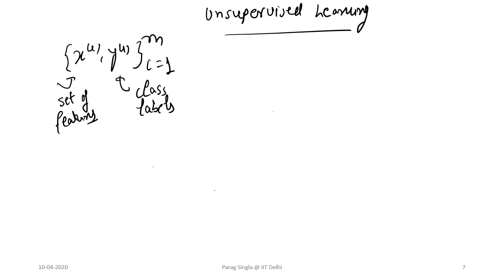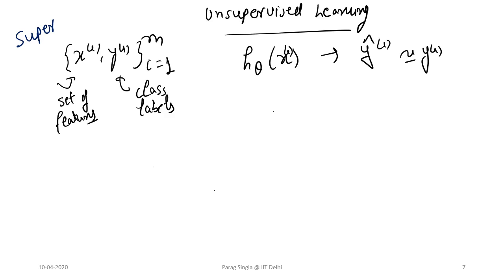And then the goal was to learn a hypothesis, parameterized by some theta, h theta, which would take your x and produce a y hat. For a given xi, we wanted this y hat i to be as similar to yi. And this was called supervised learning because supervision was given in the form of these yi's.